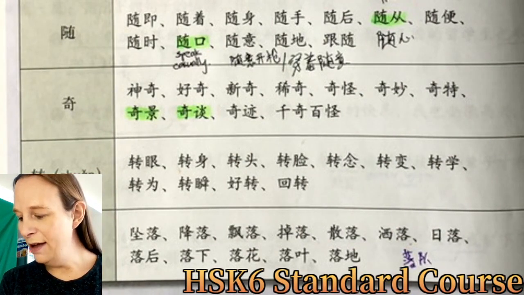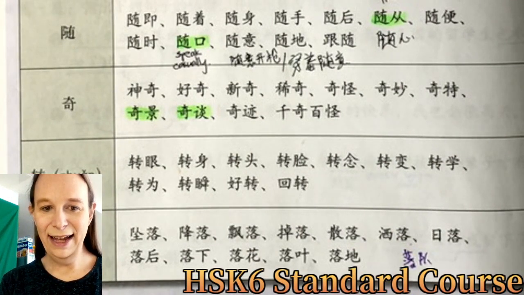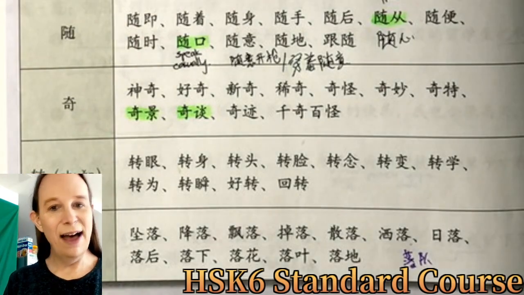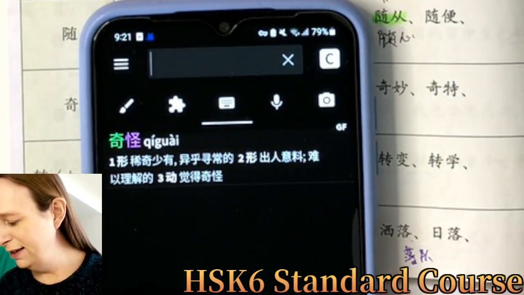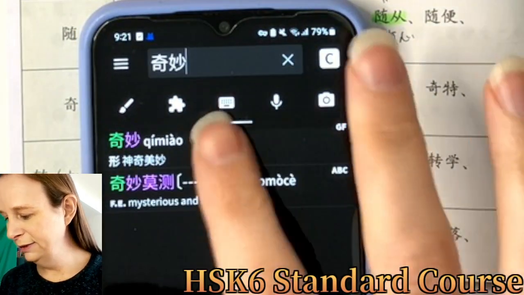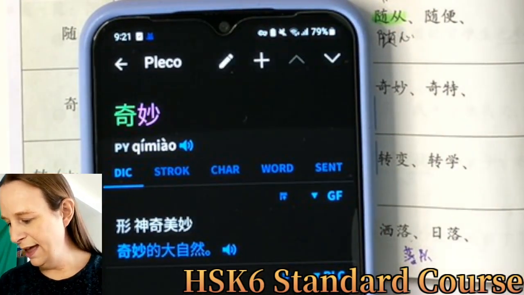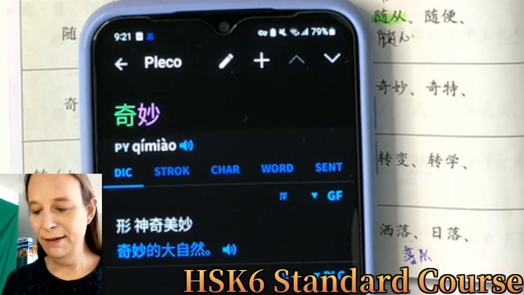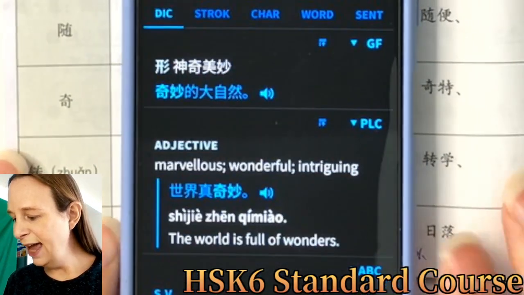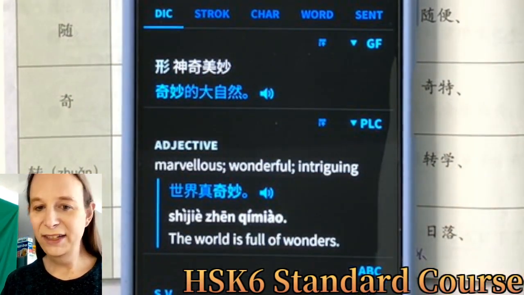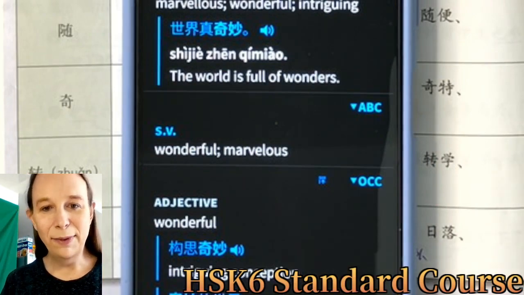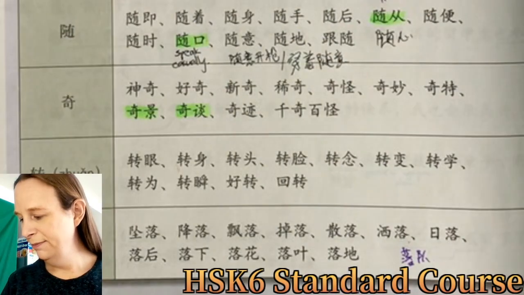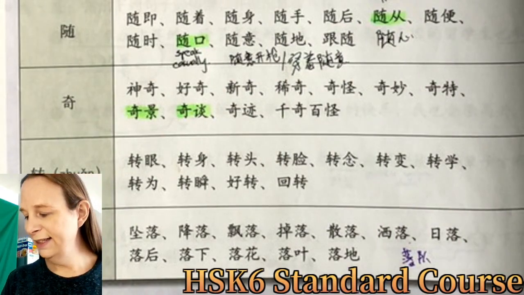Next, 奇妙. We saw this already, 奇妙. Kind of like miraculous, marvelous, wonderful. Wonderful in the sense of full of wonder. 神奇美妙. 奇妙的大自然. Wonderful nature. 世界真奇妙. The world's full of wonders, yeah. That's fine. 奇妙.